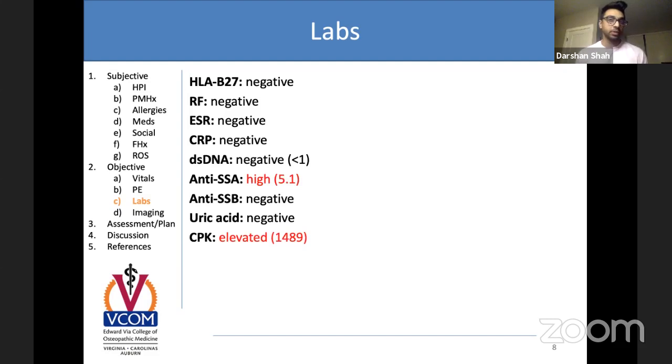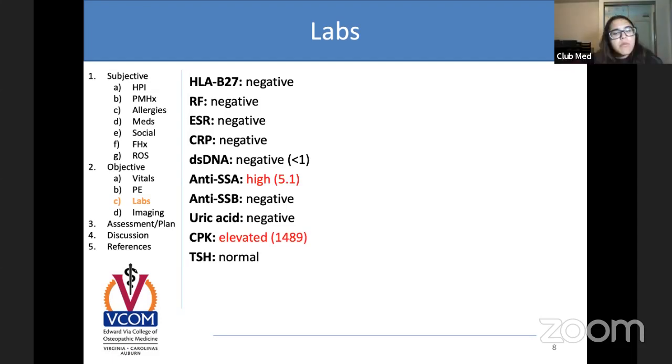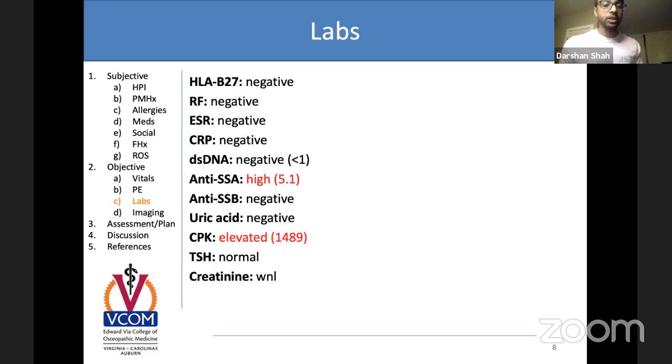Okay, now this is definitely pointing us to something. So CPK is pretty much creatine phosphokinase, I believe. And it's broken down from your muscle. So this is elevated. TSH is normal, that's your thyroid stimulating hormone. And then his creatinine is normal. So that's the kidney function.